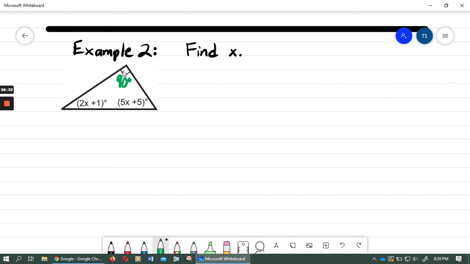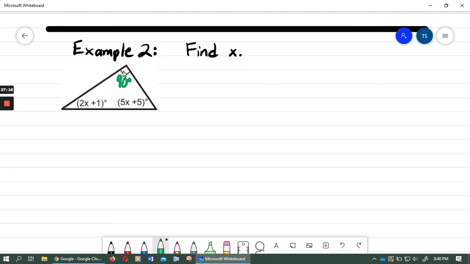If we know that all three angles add to 180 degrees, then what type of representation can we write out? What type of equation can we write out that represents that all three of these interior angles, the 90, the 2x plus 1, and the 5x plus 5, add to 180 degrees, so that when they add together, they equal 180 degrees? That should make sense to you.